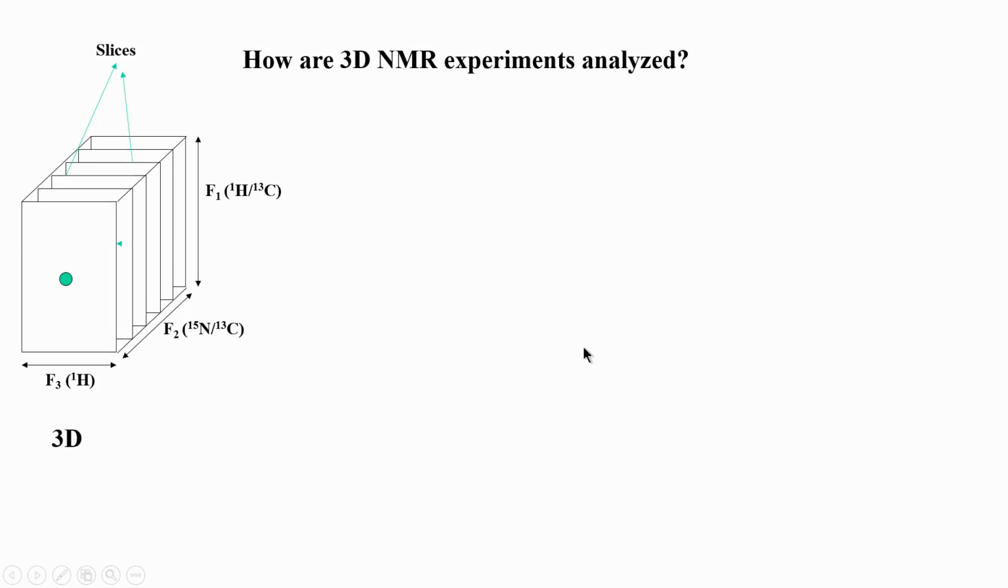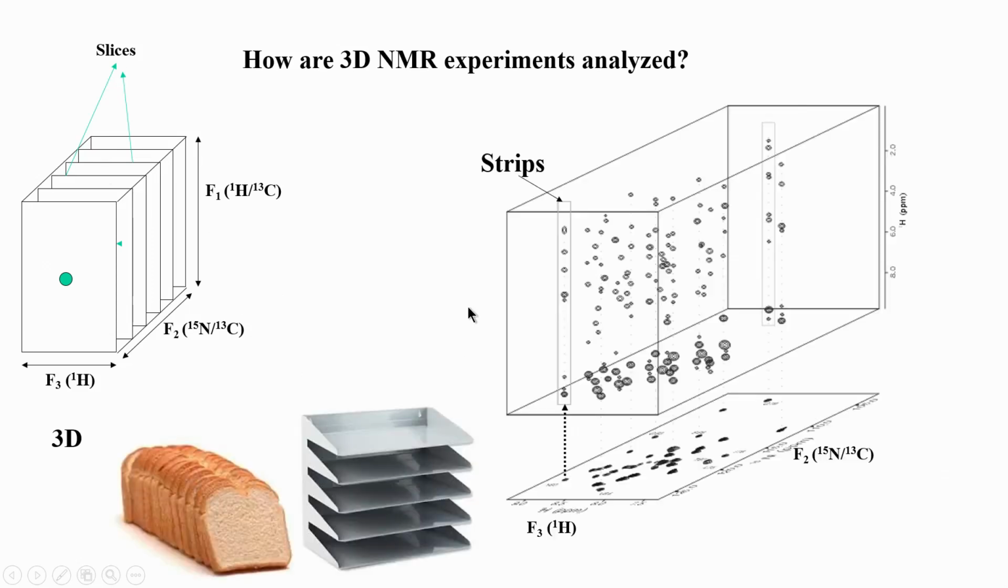So, how are 3D NMR experiments analyzed? Let us understand that now. 3D NMR experiments, as I already showed you some examples, look like this. You have 3 dimensions, and in one of the dimensions you have what are called slices. You see the slices here, and if you think of it in day to day life, they resemble bread slices. They literally are slices. Or you can have slices of files. So, they are 3Ds like this.